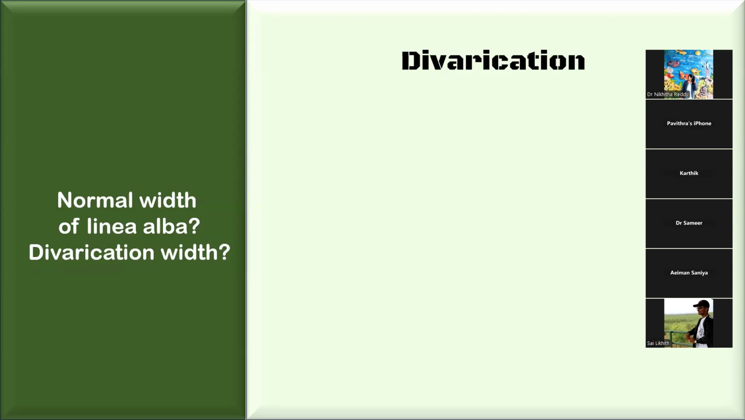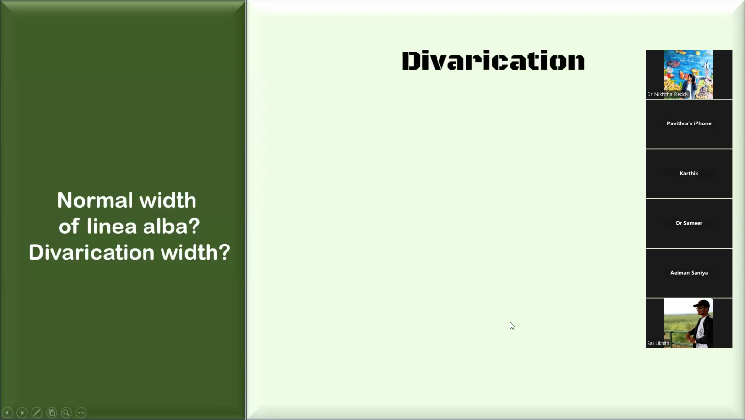Yes, sir. So normal width will be around 1.5 to 2 centimeters. Interrectus distance of more than 2 centimeters will be diastasis rectus? Yeah, generally okay, but is it 1.5 centimeters all the way through? Near the xiphoid, it will be an average of 1.5, sir.